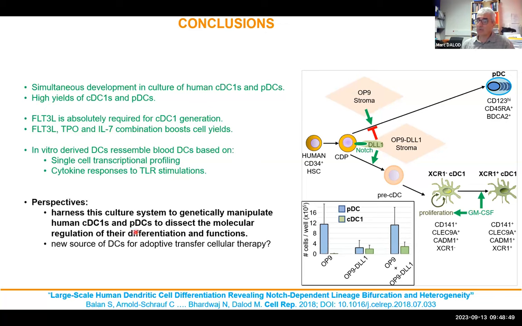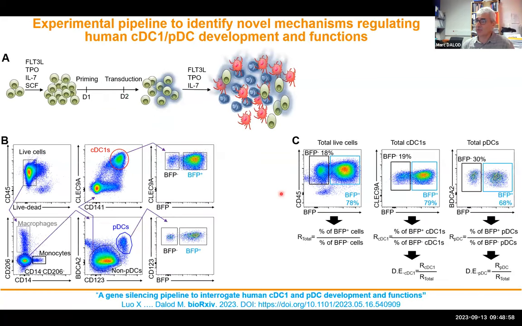But what we wanted to do next is to genetically manipulate those cells to be able to move from what we saw in the mouse and the mechanistic analysis in the mouse to mechanistic analysis in the human. And this is unpublished work, but it is available as a preprint on bioRxiv from a talented postdoc who left my lab at the end of last year, Xinlong Luo. So what he did, he optimized the system to be able to transduce the progenitors with lentiviral vectors before differentiating them into DCs. And then we looked at the consequences of the gene manipulation on the DC differentiation and function.